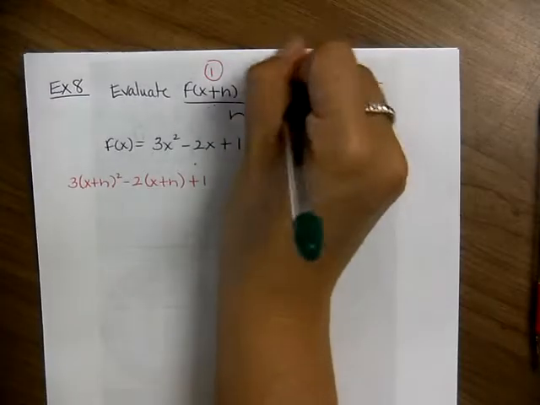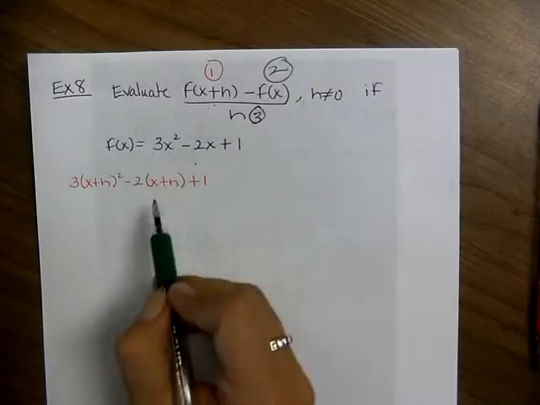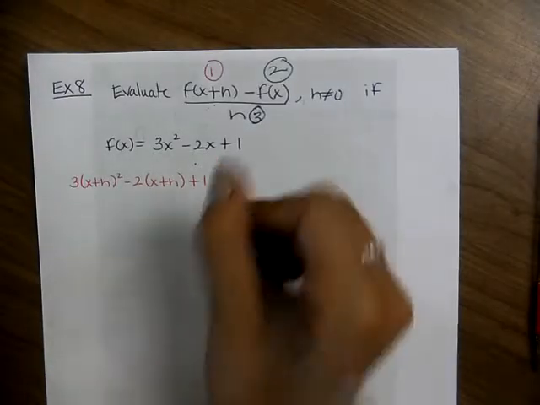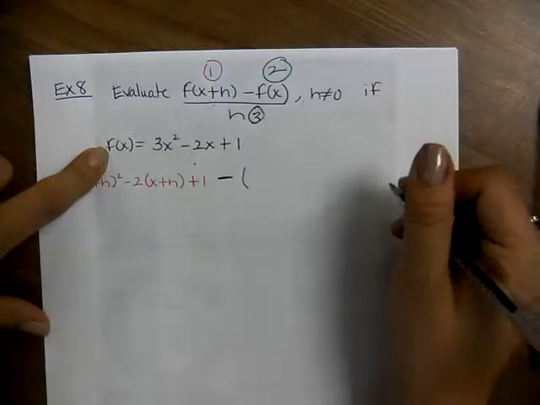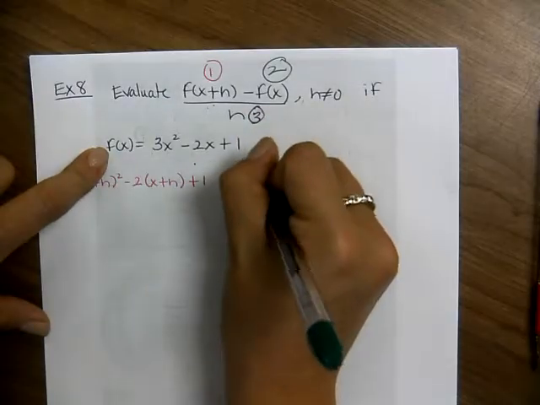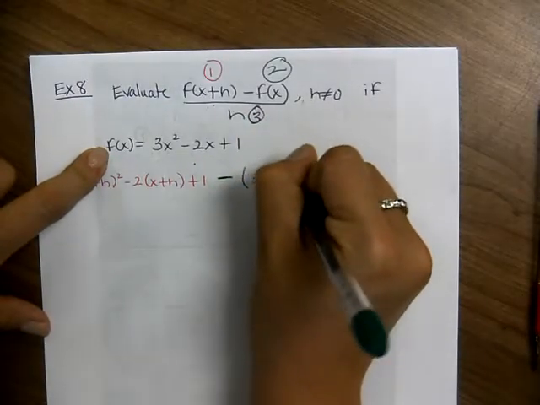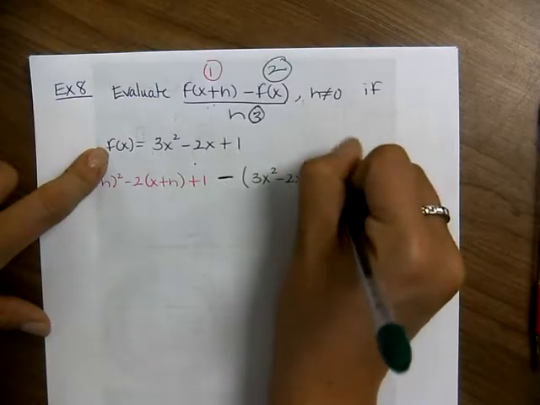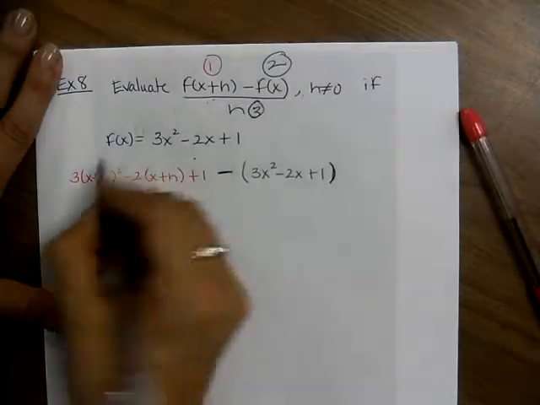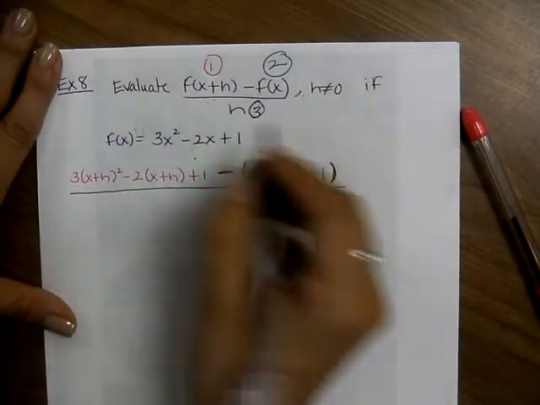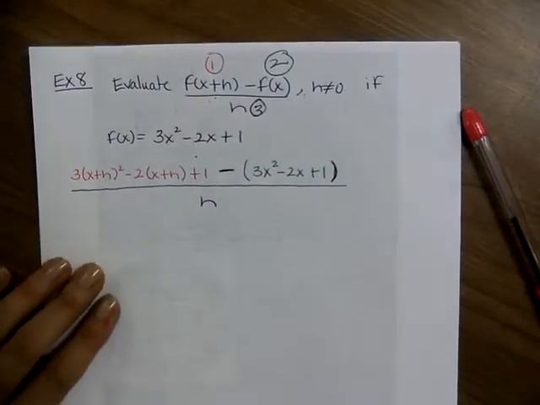The next step says take f of x and subtract it from this. So now I'm subtracting my f of x. I'm putting the whole thing in parentheses. So minus 3x squared minus 2x plus 1. Step 3, I'm going to take that whole thing and I'm going to divide it by h.